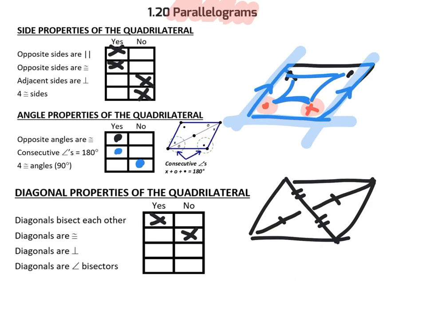No. Will they be perpendicular? No. Are they angle bisectors? No. So, pay attention here, these are important. Opposite sides, parallel. Opposite sides, congruent. Opposite angles, congruent. Opposite or consecutive angles, 180, and they do bisect each other.